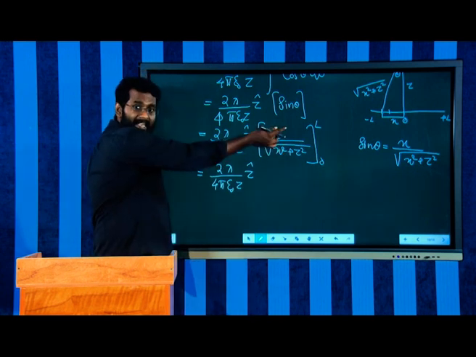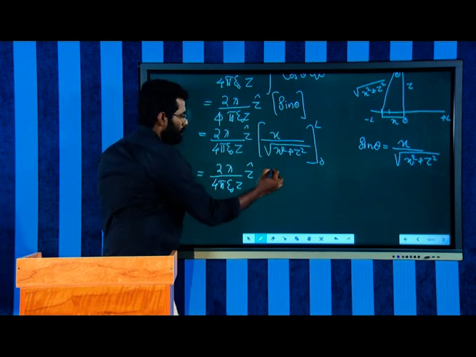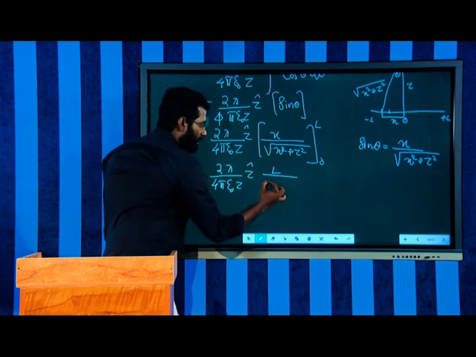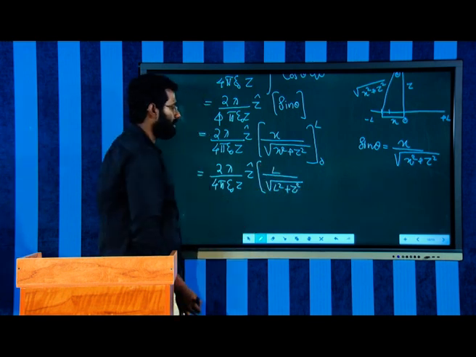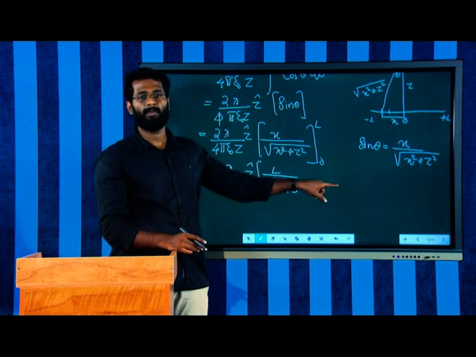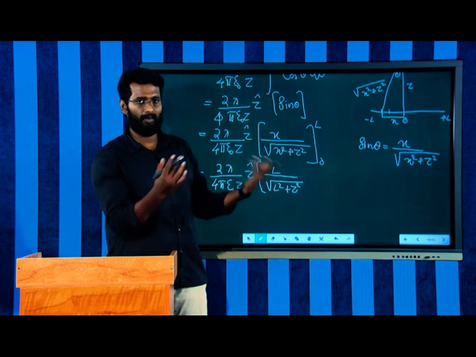That means, here the integral is over x, so we have to substitute the limit for x itself. So, L divided by root of L square plus z square, that is the upper limit, minus the lower limit. What is the lower limit? The lower limit is 0. When we put that in the numerator instead of x, that wholly becomes 0.